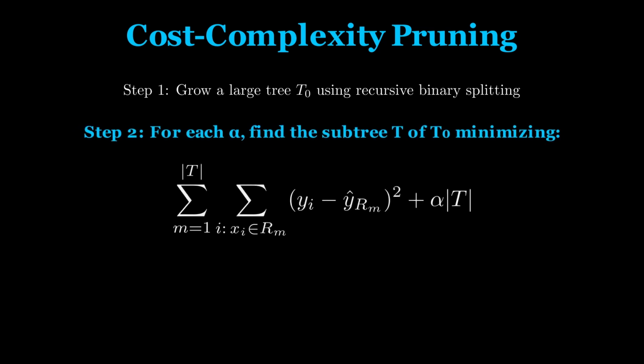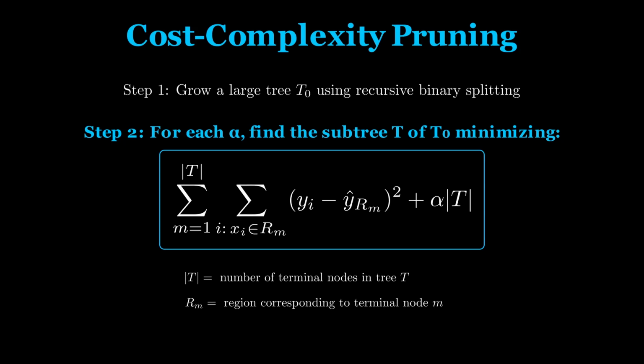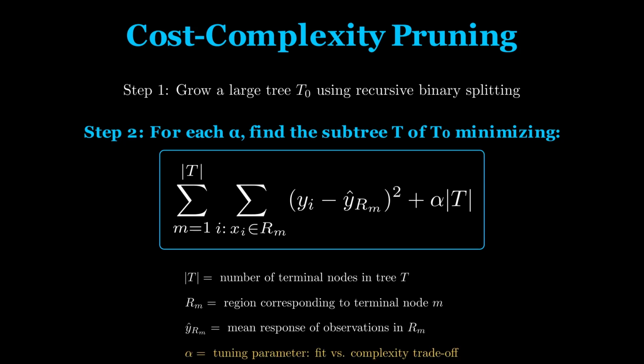Step 2. For each value of a tuning parameter alpha, there exists a subtree T of T0 that minimizes this quantity. The first term is the familiar sum of squared errors across all terminal nodes, and the second term is a penalty of alpha times the size of the tree. Here, the absolute value of T is the number of terminal nodes in the tree. Rm is the region corresponding to terminal node m, and y hat Rm is the predicted value in that region, typically the mean of the responses.